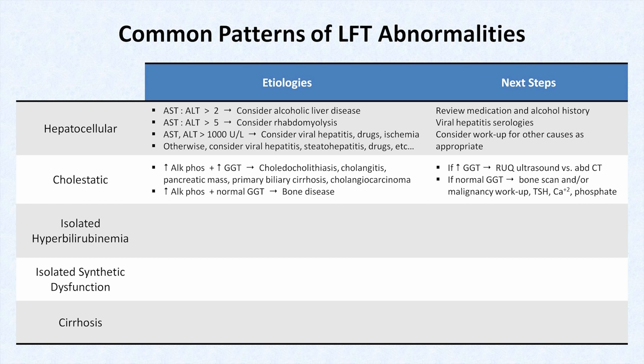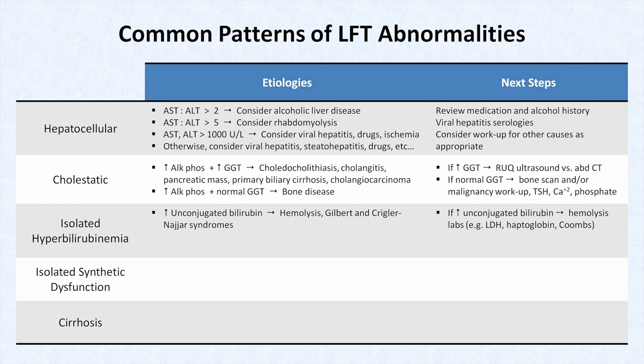In isolated hyperbilirubinemia, if the increased bilirubin is predominantly unconjugated, consider hemolysis or Gilbert syndrome. Assuming the patient is not a neonate, in which specialized testing for Crigler-Najjar may be warranted, the next step should be hemolysis labs. If the increased bilirubin is predominantly conjugated, possibilities include early biliary disease or relatively obscure genetic defects, and the next step should be a right upper quadrant ultrasound.